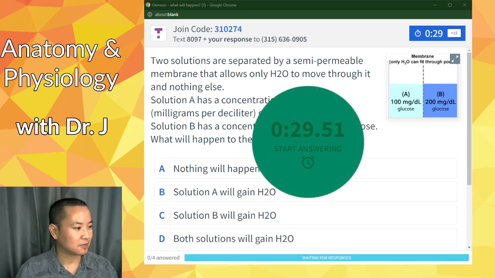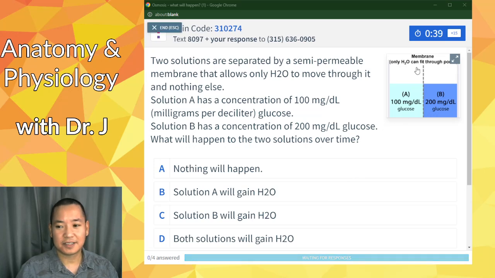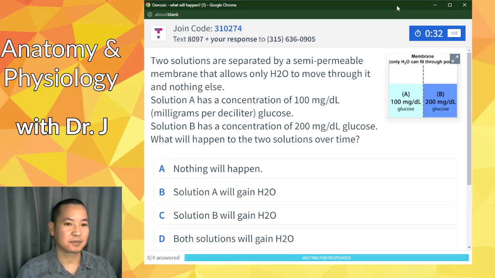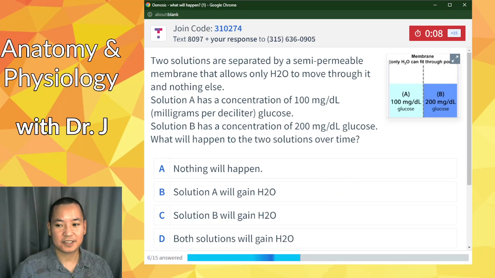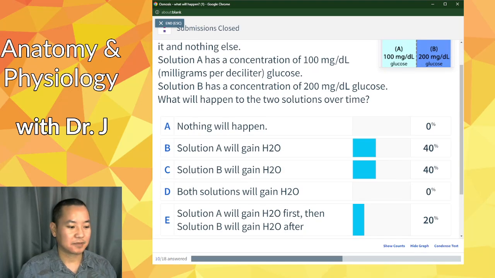Now, let's start this question. You have two solutions here, solution A and solution B. One has 100 mg per deciliter glucose, the other has 200 mg per deciliter glucose. If you have a semi-permeable membrane that separates the two, that allows water through but doesn't allow glucose through, what will happen? Which way will the water flow, if at all? If you're watching the replay at home, just pause the video and try to answer it before I reveal the answer.